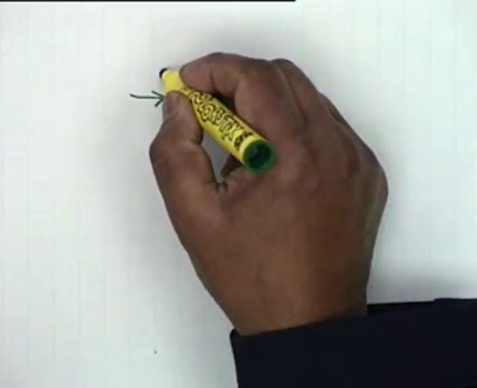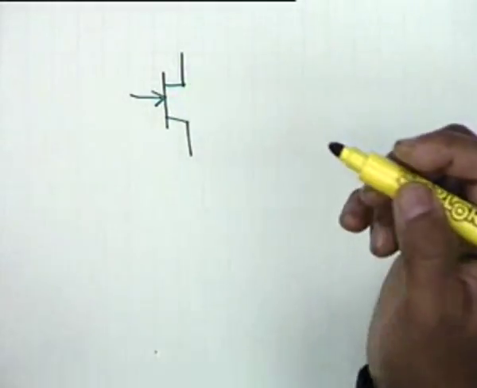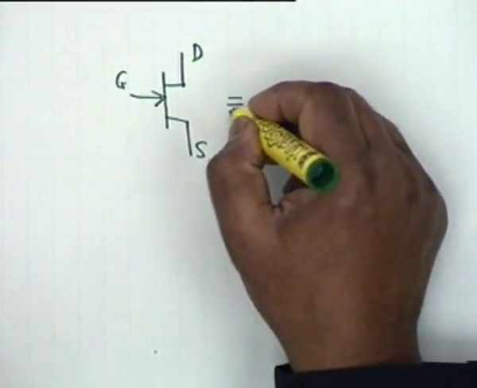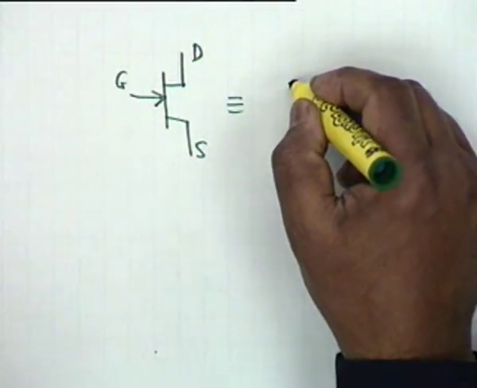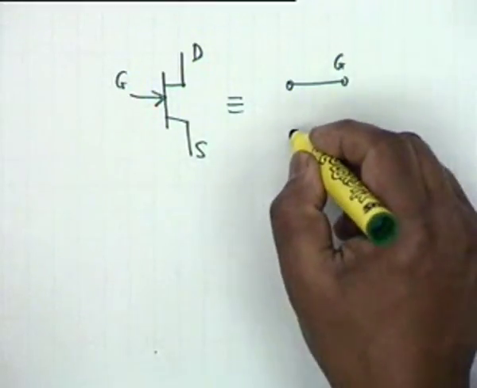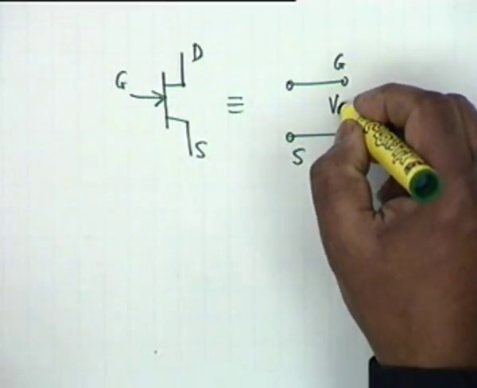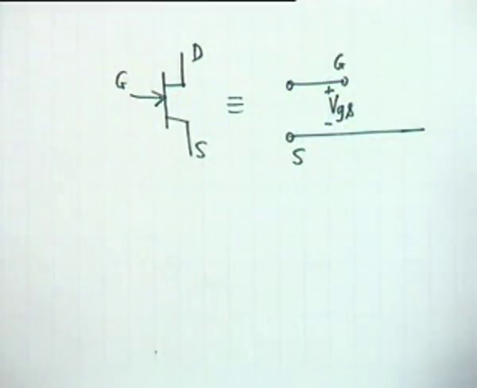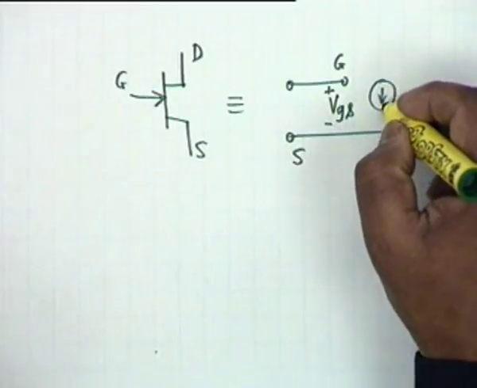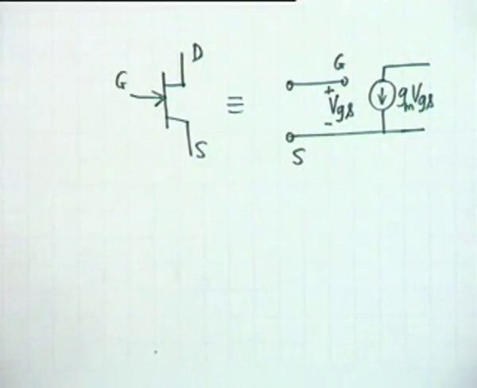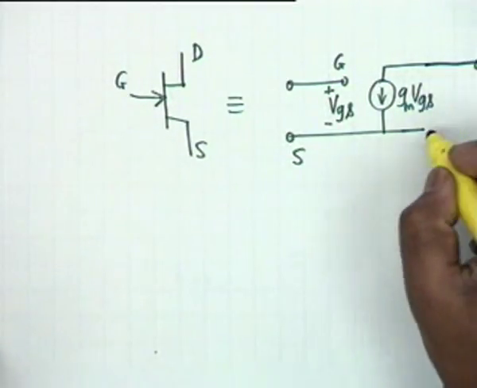Now let us take an FET amplifier. The basic AC equivalent circuit that we shall use for an FET: this is the gate, this is the drain, this is the source. The gate is open, this is the source, this voltage is VGS, the phasor voltage, and then you have a current generator GM times VGS.